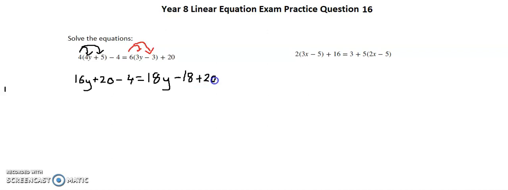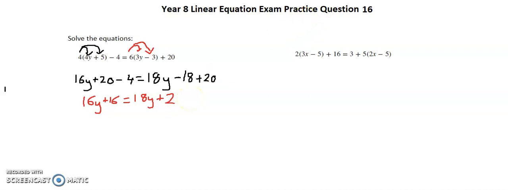So I can straight away simplify this by looking at my constants. So that means I've got 16y, and I've got 20 take away 4 equals 16. So I'm adding 16. And that is equal to, I've got 18y on my right hand side. And negative 18 plus 20 is just plus 2.